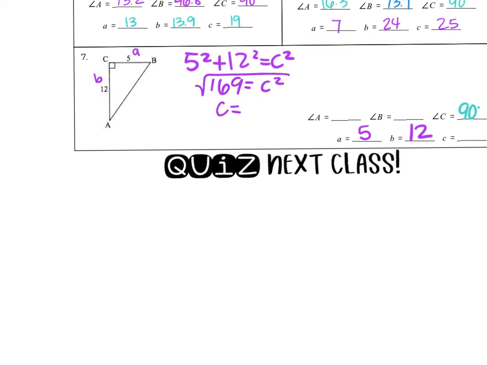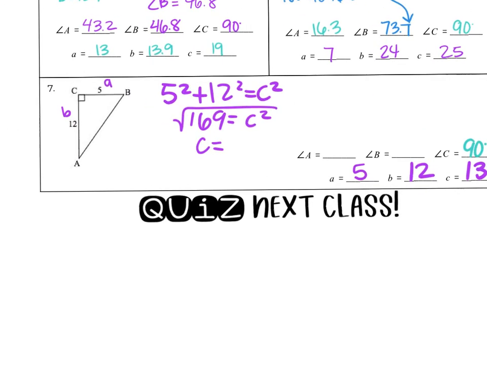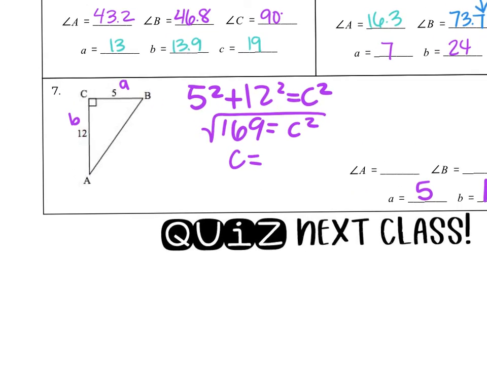This one did come out to a whole number. What did it come out to? 13. Now remember to check. C should be the biggest, right? Because it's the hypotenuse. So does that make sense? Yes, it's bigger than 12 and 5. All right, from there was kind of where we got stuck, which makes sense because that's the new stuff, okay?